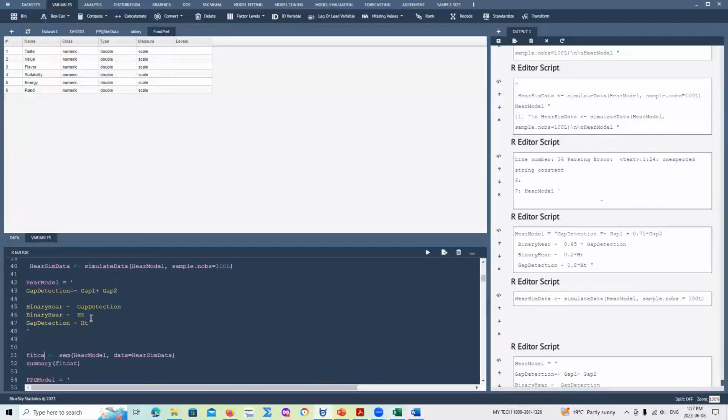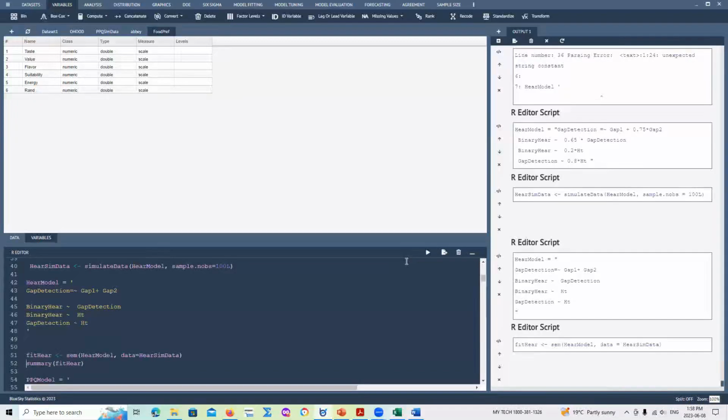Just a fit here, and fit here. It's just a name that I want to remember. It's not really important. It's up to you how you want to name your fit, anything you like. And let's see what summary, this one, tells us.